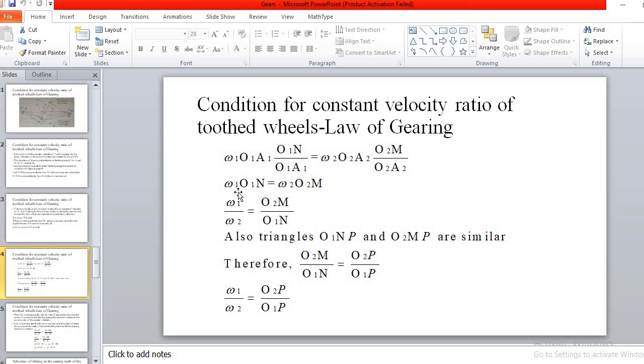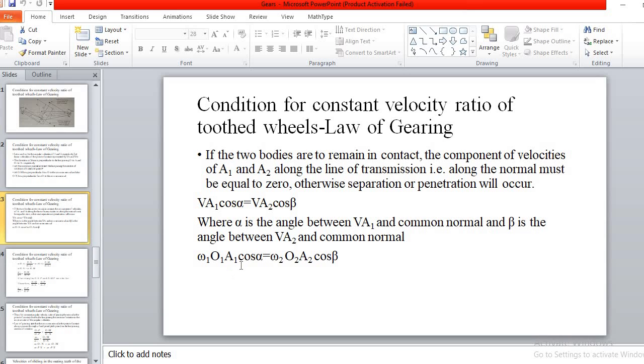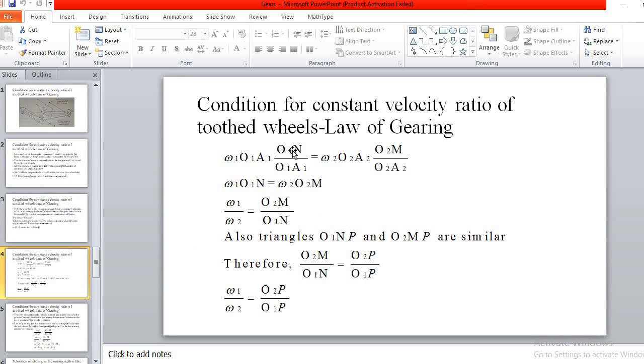Now again we move further. This term we simplify here. For cos alpha we again write something.